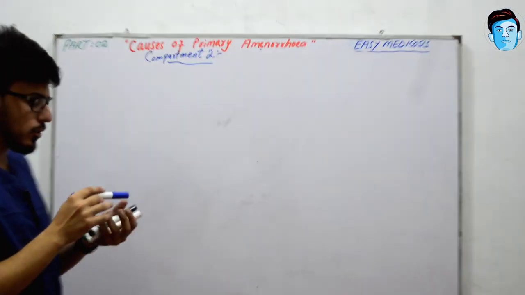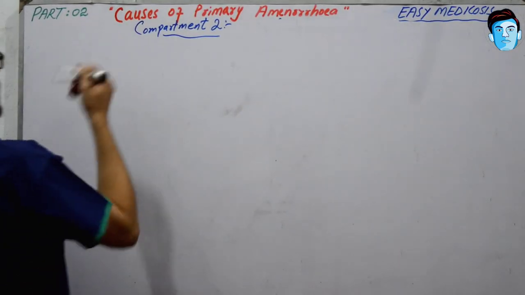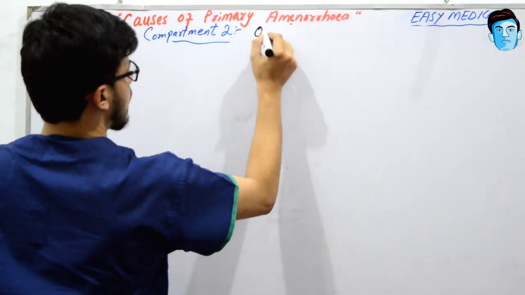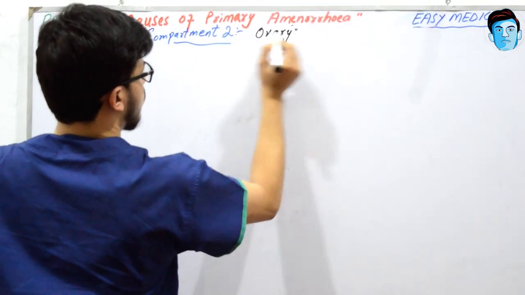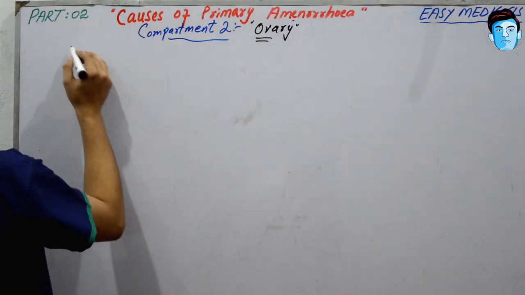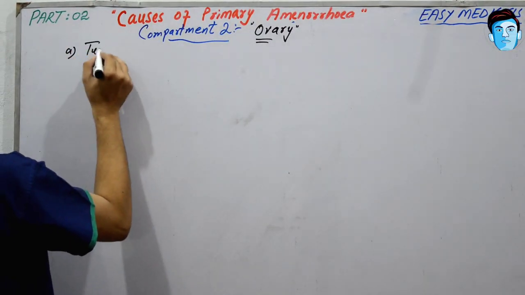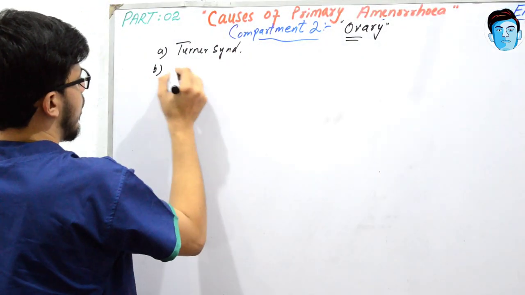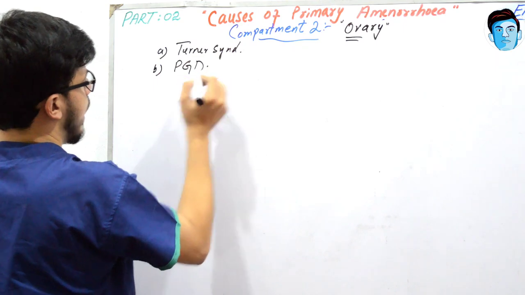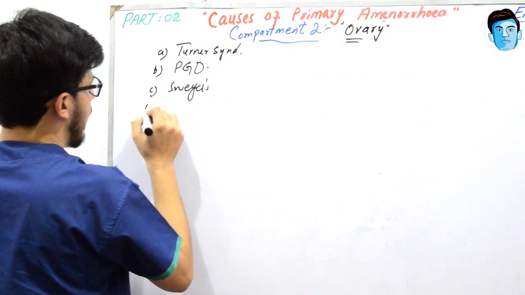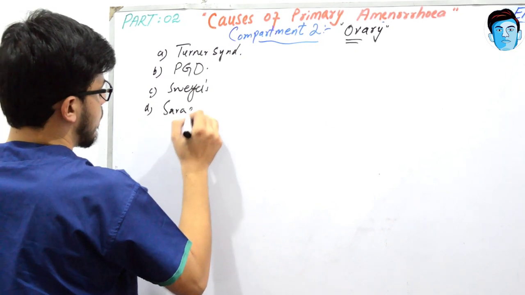Now in compartment 2, what are the conditions that lead to primary amenorrhea? Compartment 2 consists of the ovary. So what are the causes of primary amenorrhea related to the ovary? The first one is Turner syndrome. There is pure gonadal dysgenesis. And there is Swyer syndrome.